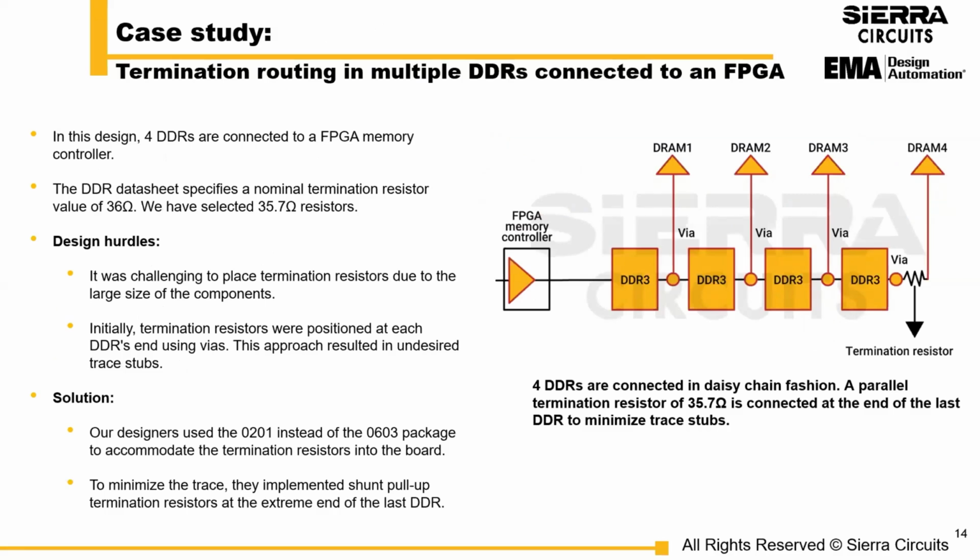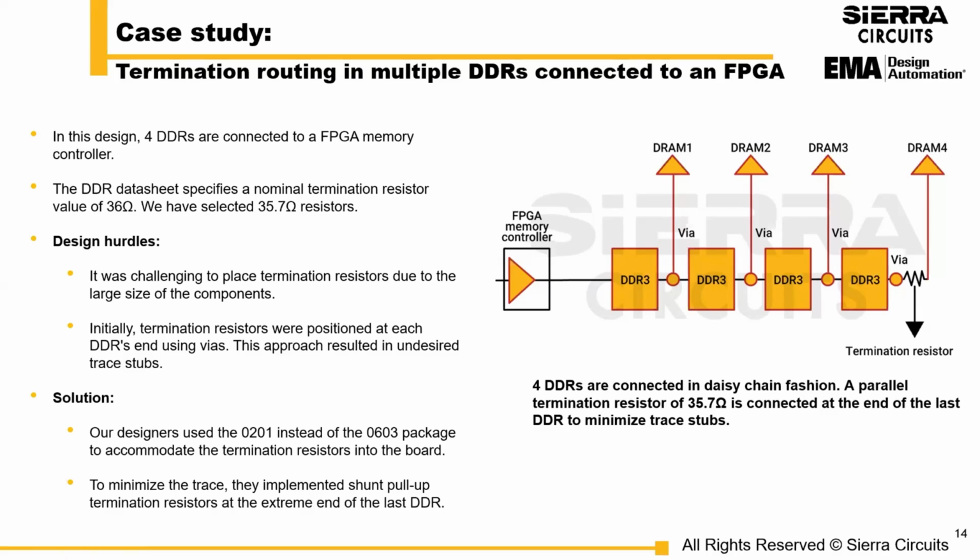So we have presented a case study here on termination routing in multiple DDRs connected to an FPGA. In this design, we have 4 DDR3s that are connected to the memory controller, which is an FPGA. The configuration uses a flyby topology in which each DDR chip is connected to the FPGA memory controller in a daisy chain fashion. The DDR datasheet specifies a nominal termination resistor value of 36 ohms, but we have selected 35.7 ohm resistors here as the optimal choice for our designs.